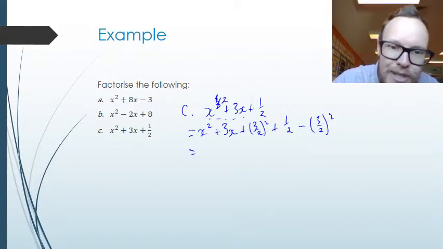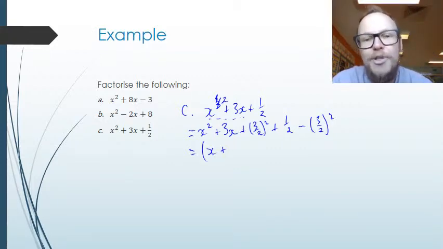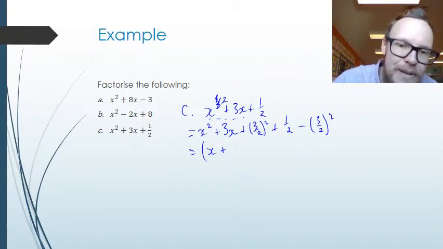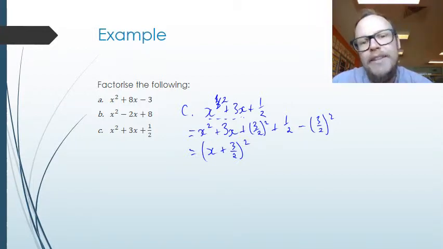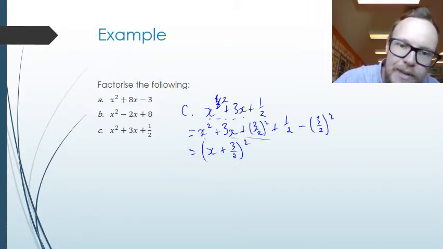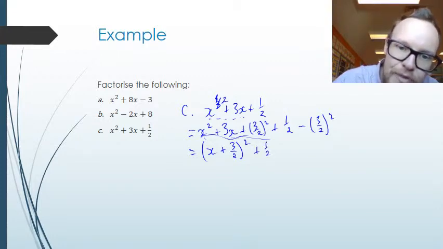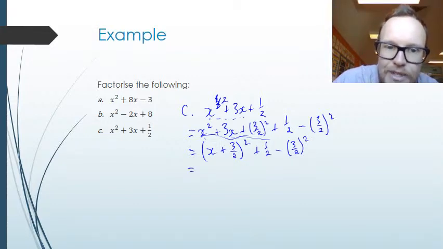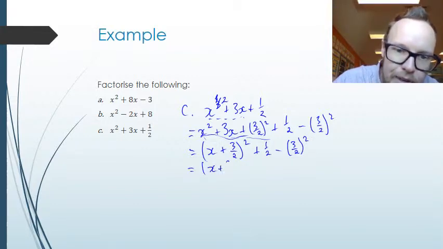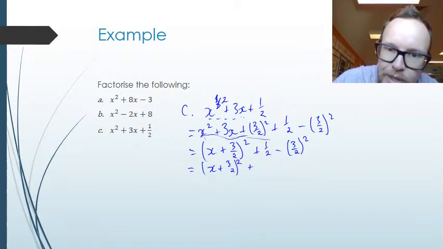Now factorizing this, I'm going to get x plus b on 2 squared. So b on 2 is 3 on 2, all squared. That bit here is factorized into that. I've still got my plus half, I've still got my minus 3 on 2 squared. So let's try and simplify the other bit now. I've got x plus 3 on 2 squared plus 1/2.